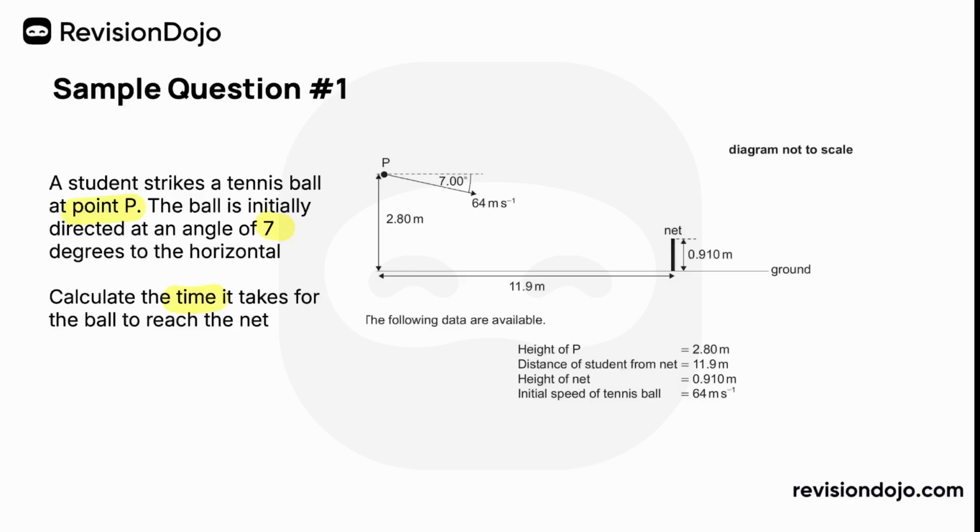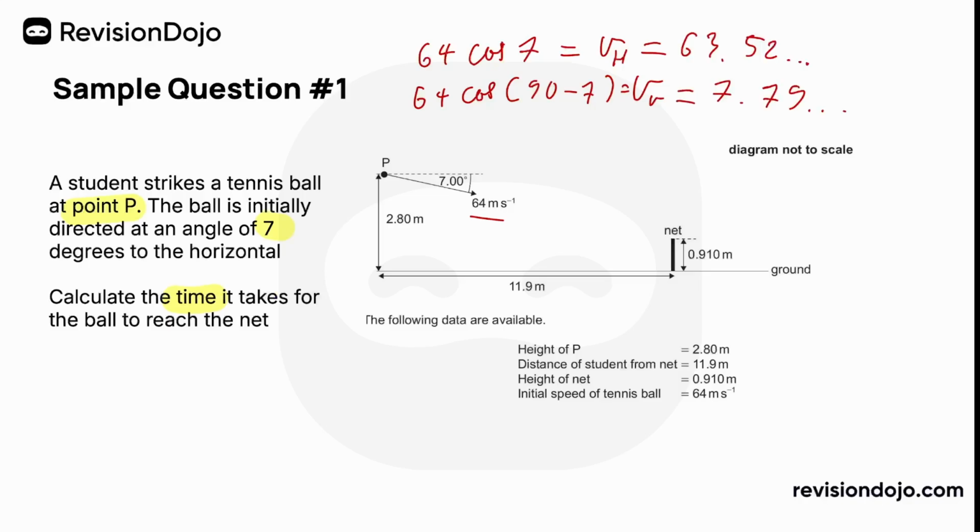And like any projectile motion question, let's start by finding the components of this velocity vector right here. So our horizontal and vertical velocities. To do so, we simply use the formulas we used before. So here we need cos 7 for our horizontal velocity, and then we need cos of 90 minus 7 for our vertical velocity. So let's find out. All right. Here, make sure to always keep your answers unrounded. If you round them, your final answer might be wrong. So we have our vertical and horizontal velocities.